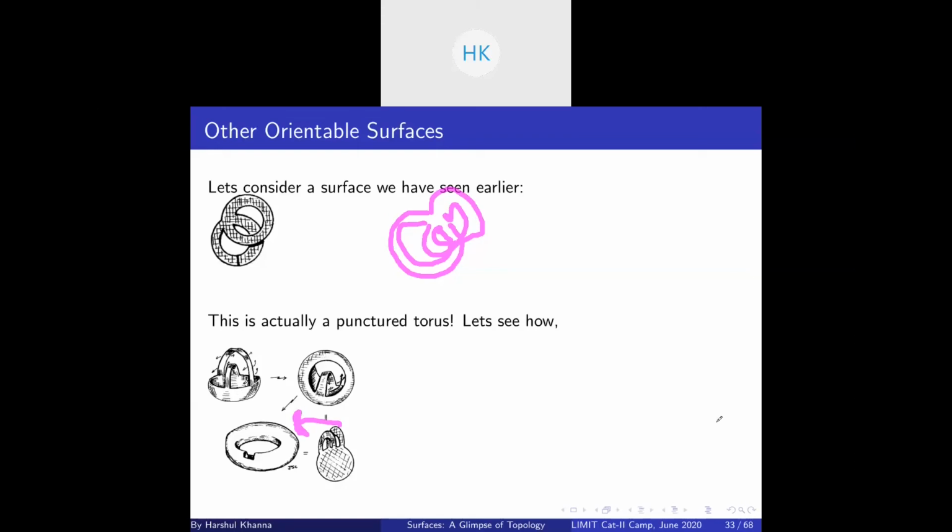I'll give one or two minutes to just take in the homeomorphism. If it is clear to you, just type yes in the chat. If you need more time, just type that you need more time. Basically, just lift this upper annulus up the plane and then extend it.